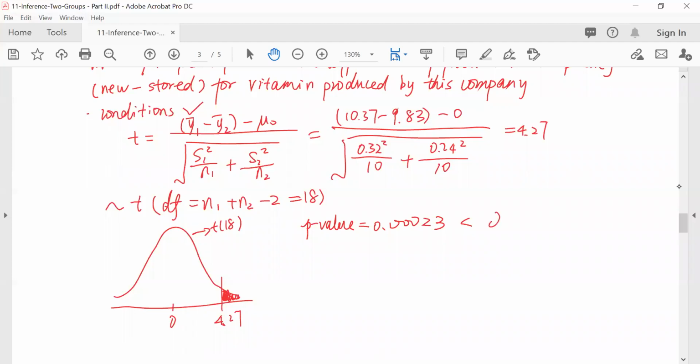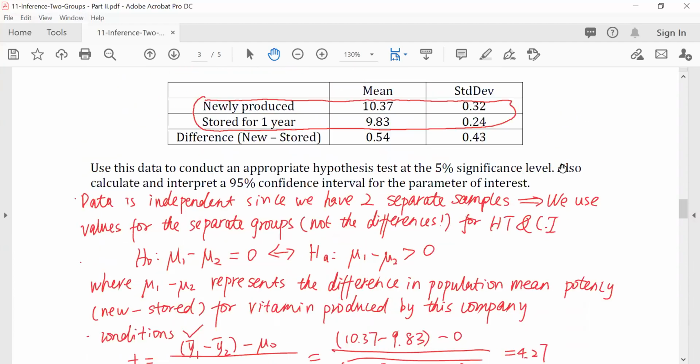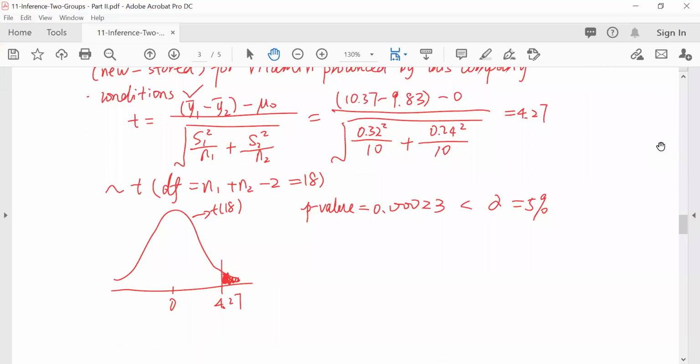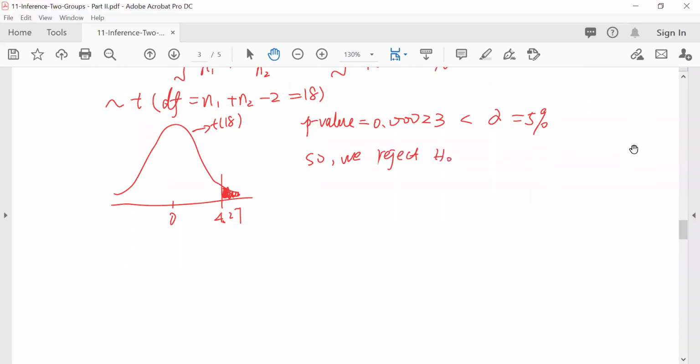This one is less than our fixed alpha, which is given in the question. That's 5%. 5% significance level here. So p-value less than alpha, we reject H0. Then we are going to state the conclusion.